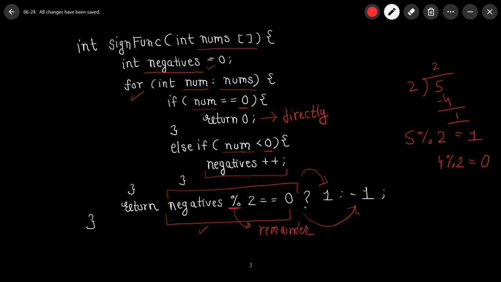I hope it's clear. Coming to the time and space complexity. Since we are traversing the entire array, time complexity is big O of n, and we are taking no additional space, so space complexity is big O of 1. So this is our time complexity and space complexity, big O of n and big O of 1. I hope the approach is clear, and this was it for today's video.